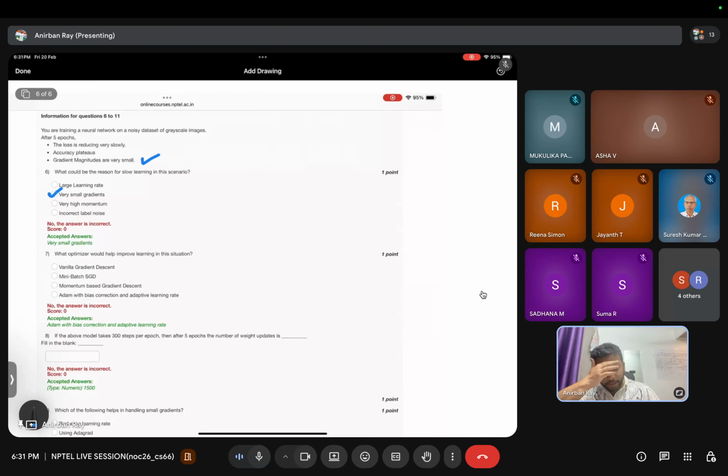Maybe momentum. An incorrect noise level is unlikely anyway. But you can understand that because the gradient magnitudes are very small, it denotes a flat surface. So, very small gradients. Which optimization would help improve learning in this situation? What optimizer? Can vanilla gradient descent work here? It will not work.